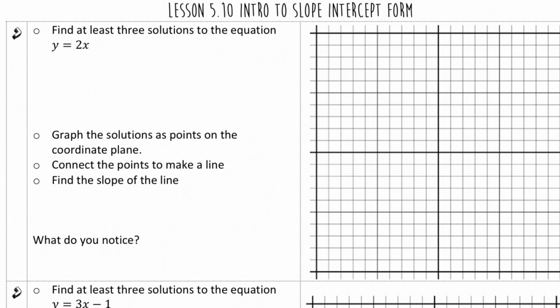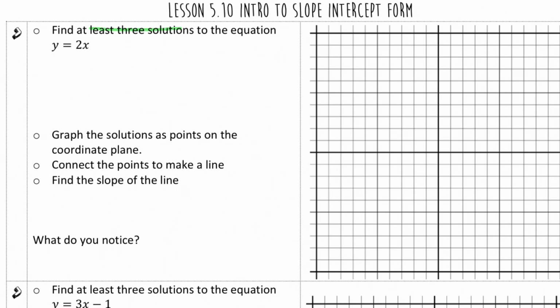Okay, so we're ready to move on to lesson 5.10, which is our intro into slope-intercept form, which is another way to write linear equations. So the first thing we're going to start off with is an equation, and we're going to find at least 3 solutions to this linear equation. And I'm going to actually help you figure out which values we should be plugging in.